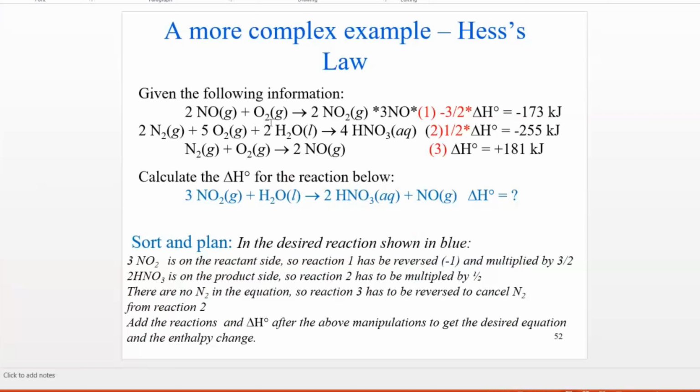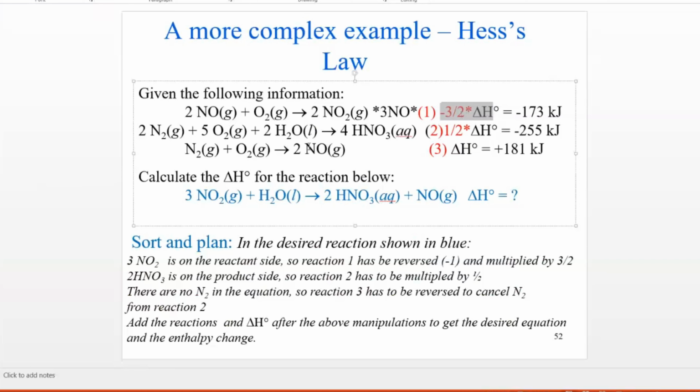So here's a more complex Hess's law problem, and you'll have a lot of practice on this, where you are trying to determine or calculate the delta H for the reaction below when you're given this reaction mechanism. So what you can do is, very simply, look at where everything is supposed to be. We need 3 NO2 on the left. If we look at this mechanism, let's try to find NO2. We have 2 NO2 on the right. So this reaction needs to be flipped, and it needs to be multiplied by 3 over 2, meaning we multiply the delta H by -3 over 2.